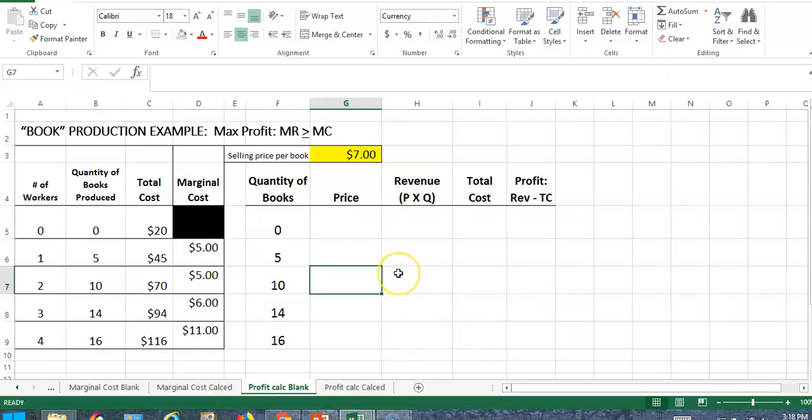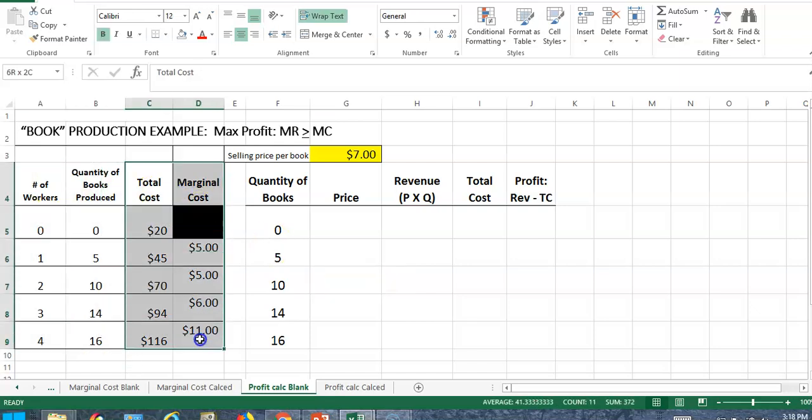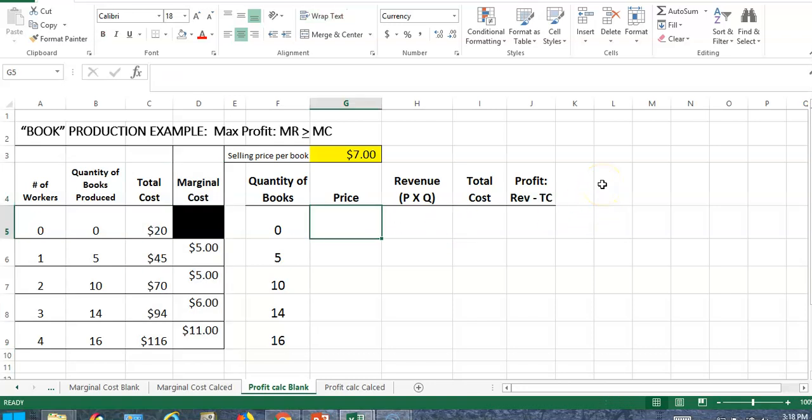Okay. So here's that same table. Again, production function information. We already calculated total cost and marginal cost. I took out the piece where we actually calculated the marginal cost, but that's all from part 2 of the video, part 2 from chapter 1. So if we sell no books, it doesn't really matter what the price is because we didn't sell anything, but price per book is $7.